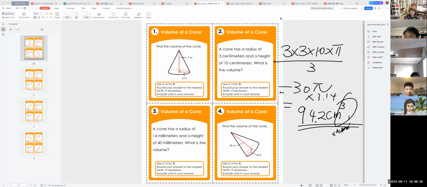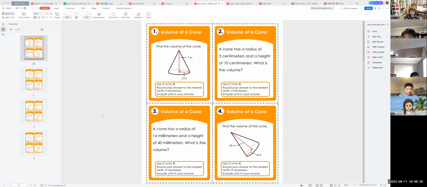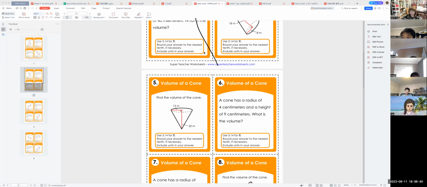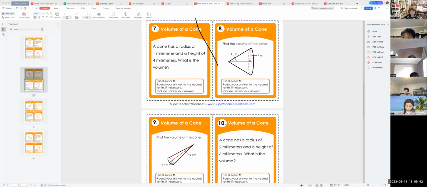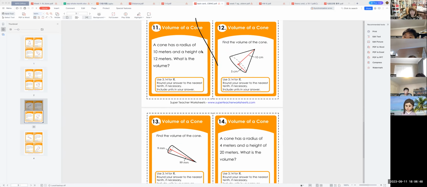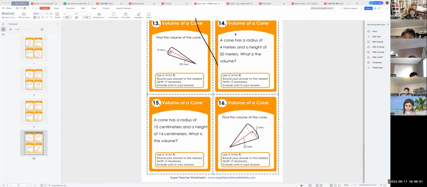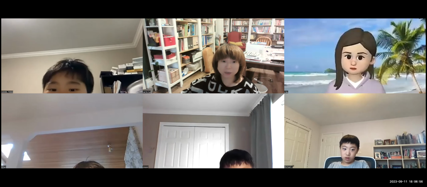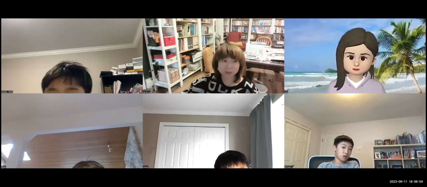So let's take a look at the next one. Sometimes a cone has a radius of 14, we won't go over this one, you can all do it. Okay, let's move forward. Michael says, teacher, can't you give us something easier? No. Okay, I want to make it harder, the better.